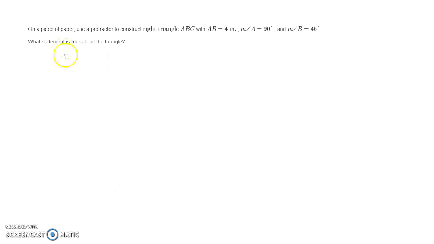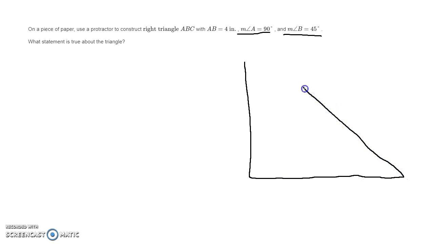On a piece of paper, use a protractor to construct a right triangle, which means it's going to have a right angle in it. It has an angle of 90 degrees and one that's 45 degrees. So this is one of our 45, 45, 90 triangles. I'm going to try to draw it very nicely. This is the 90-degree angle, and this is the 45, and it's another 45.